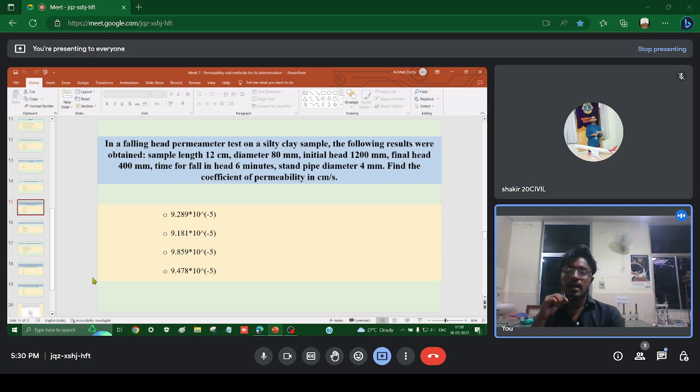The options are 9.289 10 to the power minus 5, 9.181 10 to the power minus 5, 9.859 10 to the power minus 5, and 9.478 10 to the power minus 5 centimeter per second. I hope you have noted down the values of the parameters. Okay, next question.